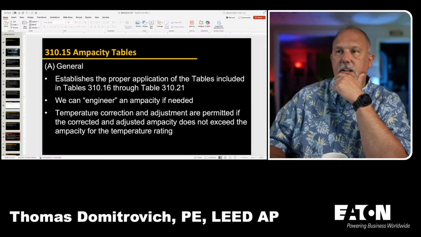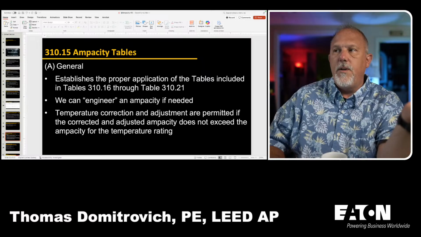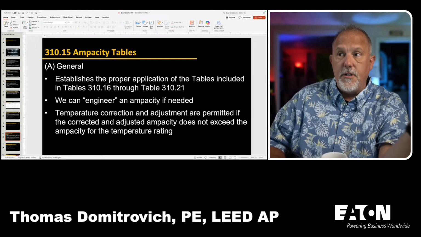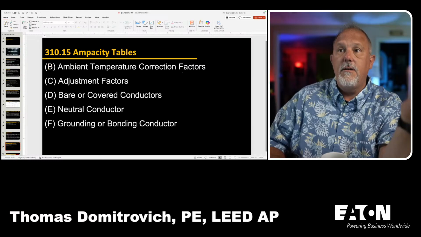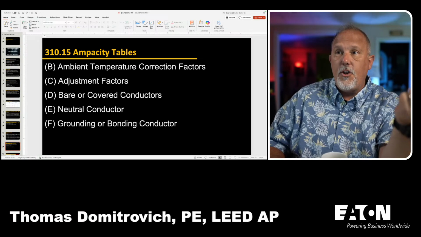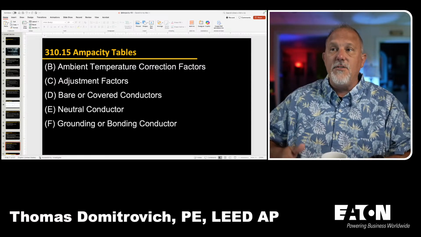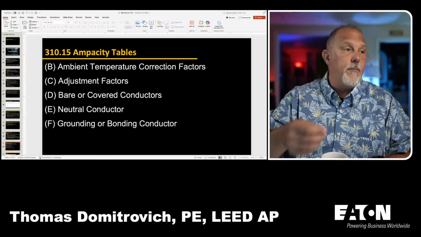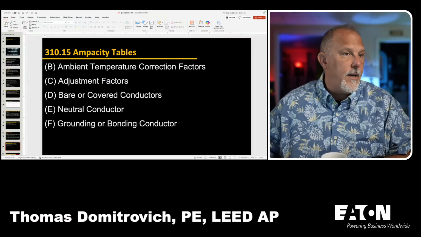There's 310.14. There's 310.15. We establish the proper application of the tables that are included in 310.16 through 21. We can engineer an ampacity, temperature correction. That's A. B, you have your ambient temperature correction factors. C is your adjustment factors. That adjustment factors is the number of conductors. So let me go to B.